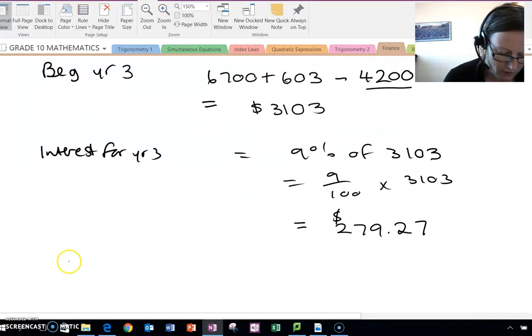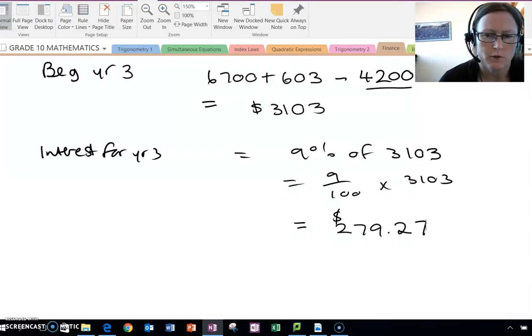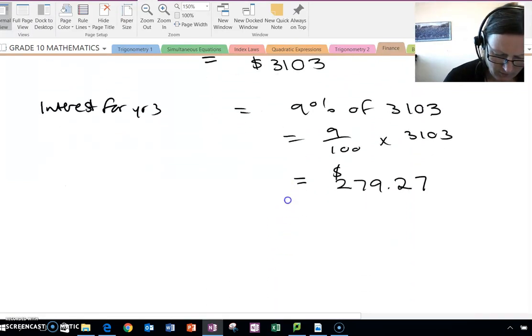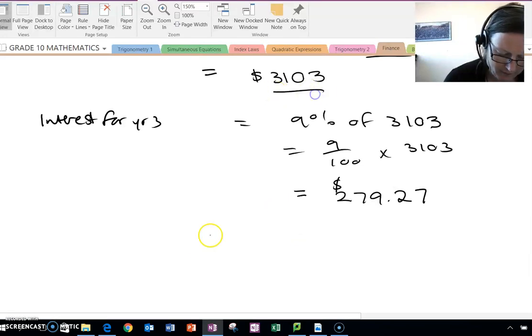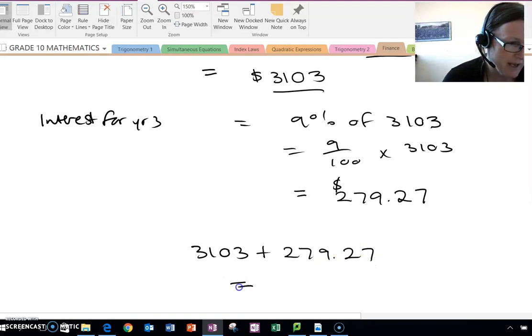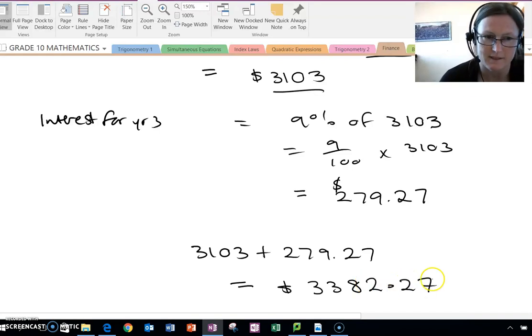So how much do you now owe? Well, you now owe $3,103 plus the interest. So you are now owing $3,382.27.